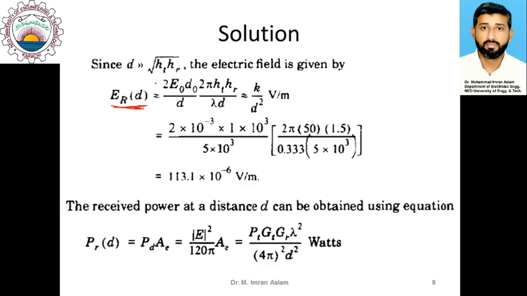So this is 2, is constant, and the rest of the stuff, E naught, is given in the expression, which is 1 into 10 to the power minus 3. D naught is also given, 1 kilometer, pi HtHr upon lambda d square, and all these parameters are mentioned here. So simply if I substitute all the values in this expression, you would see that the received field comes out to be 113.1 into 10 to the power minus 6 volt per meter. So this is the received electric field when we are using a two-ray ground reflection model to get the power.